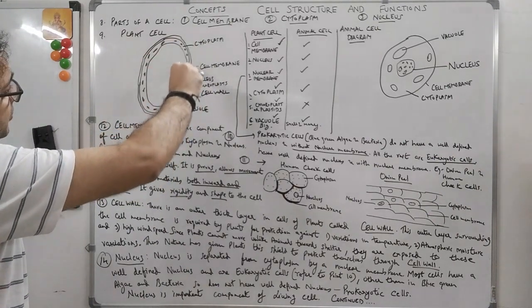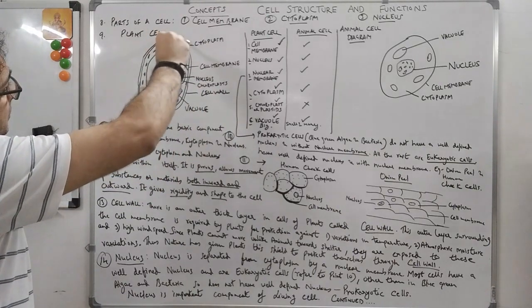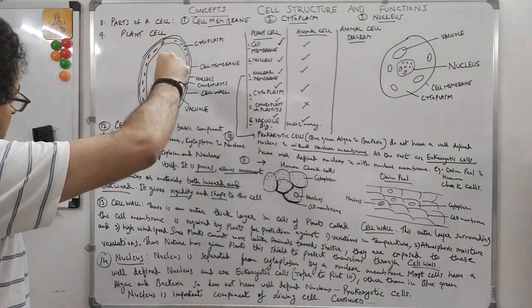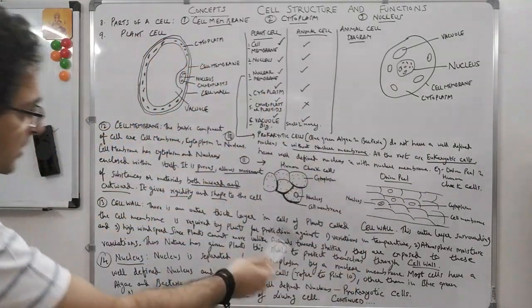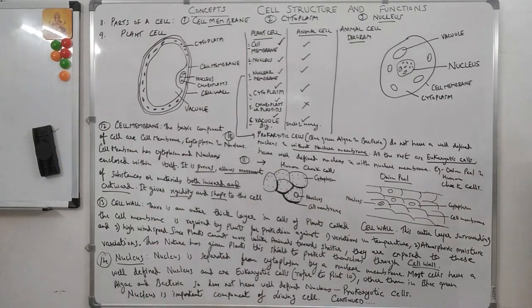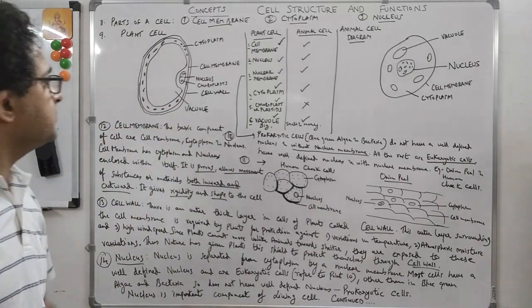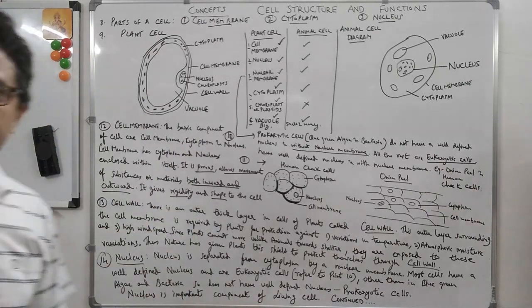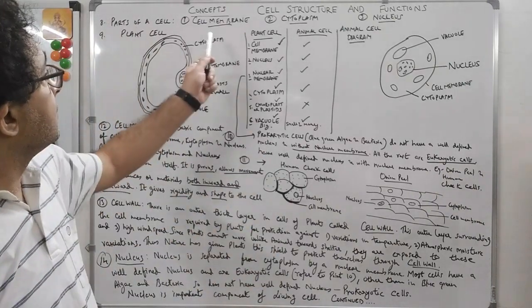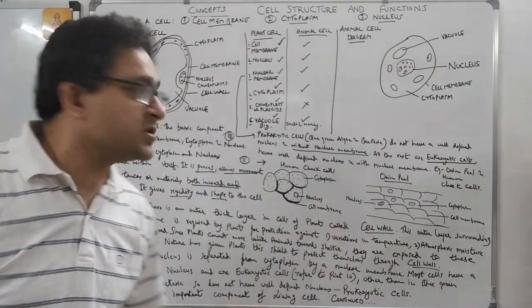So the cell membrane protects the cytoplasm, and the cytoplasm will have the nucleus. I'll go through the cytoplasm as well, so I'll explain that to you. First, let's do this diagram. Okay, we'll go through it because I'll definitely explain all this to you. So this is the diagram.